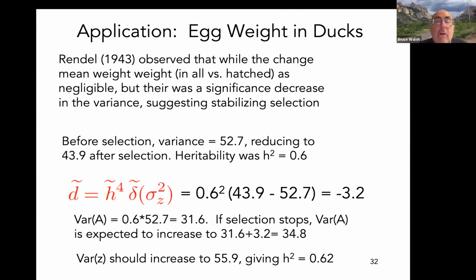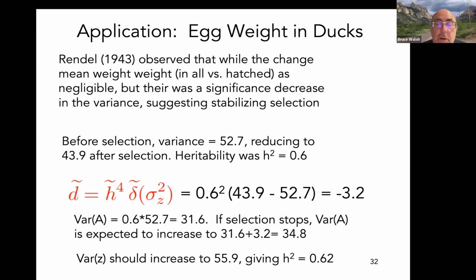What you notice, though, is the variance before hatching is about 53. The variance among those that do hatch is about 44. Heritability was about 0.6. So the equilibrium disequilibrium value is 0.6 squared times the difference between the variance of all the eggs and the variance of the eggs that hatch. So your disequilibrium here is about minus 3.2.